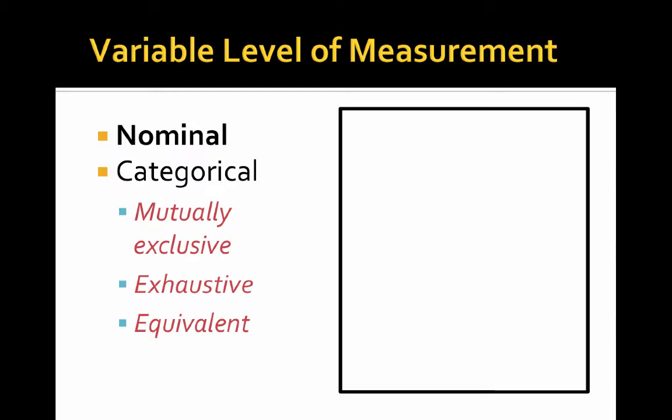So let's go over some examples. The lowest level of variable measurement is nominal. And this is when you place your units into categories, some kind of descriptive category. Here's an example of a nominal level measure, political affiliation. Let's say you were interested in how people's political affiliation influenced some communication behavior, so you wanted to put them into categories based on their political party affiliation.